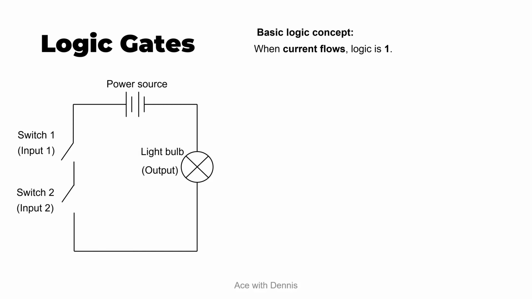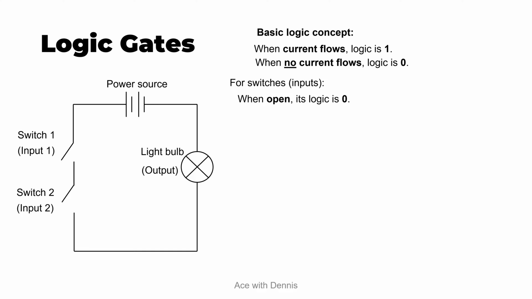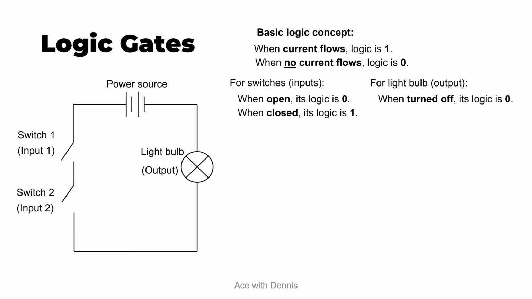When current flows, logic is 1. When no current flows, logic is 0. Hence, for switches which act as inputs, when open, its logic is 0 as the current cannot flow through the switch. When closed, its logic is 1 as the current can flow through the switch. While for the light bulb, which acts as the output, when turned off, its logic is 0 as there is no current flowing through the light bulb. When turned on, its logic is 1 as the current flows through the light bulb.